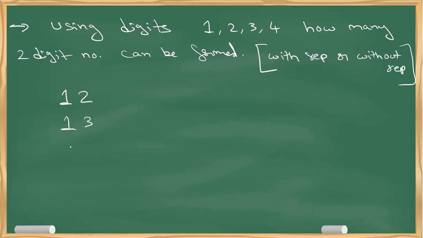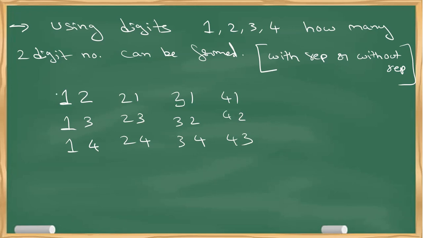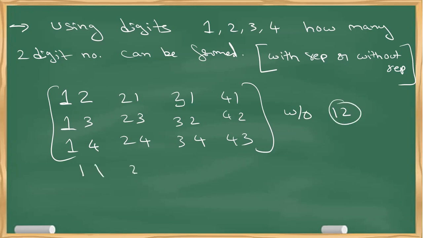12, 13, 14, 21, 23, 24. 22 I have not taken. I am taking only without repetition. Next, 31, 32, 34, 41, 42, 43. So, without repetition, I have 12 possibilities. If I include repeated numbers, so 11, 22, 33, 44. So with repetition includes both without repetition as well as repeated numbers. So this time, for with repetition, I have 16 possibilities.